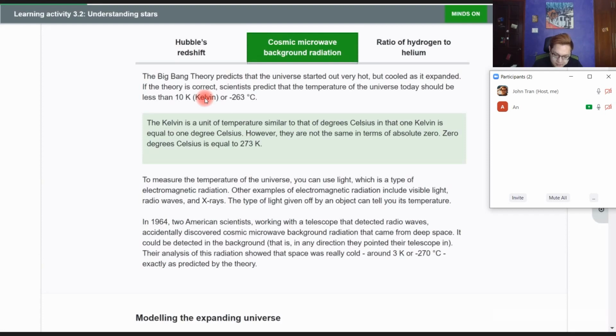Kelvin is a unit of temperature similar to degrees Celsius. A change of 1 Kelvin is equal to a change of 1 degree Celsius. However, they are not the same in terms of absolute zero. 0 degrees Celsius is equal to 273 K.